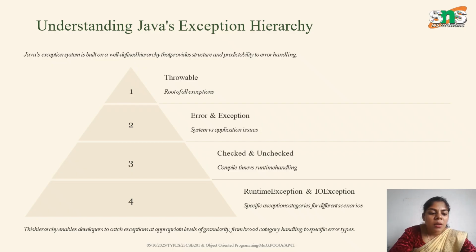So to make it easier, think of a daily life example. If you forget your keys, it's a recoverable situation, similar to an exception. But if your house catches fire, that's not recoverable, just like a system error in Java. This analogy helps us remember that exceptions can be handled, but errors usually cannot.